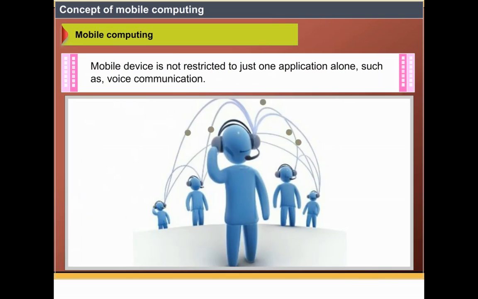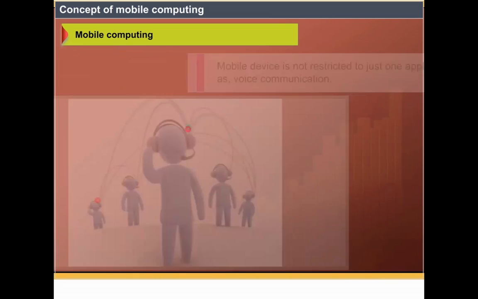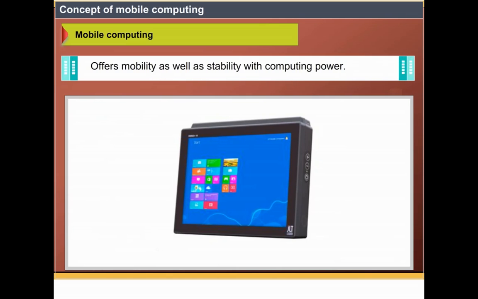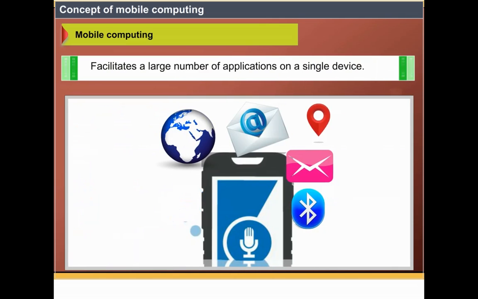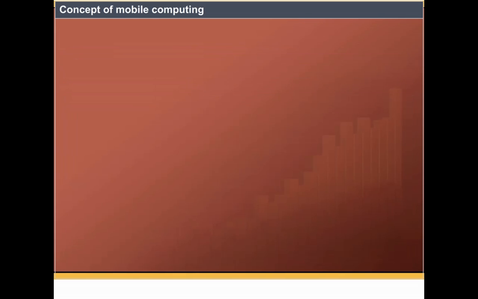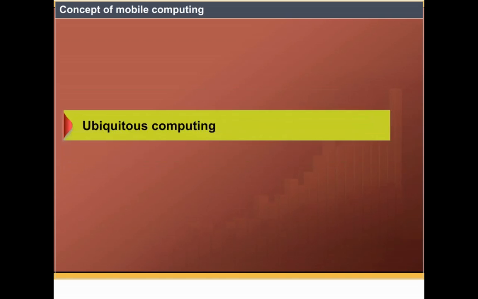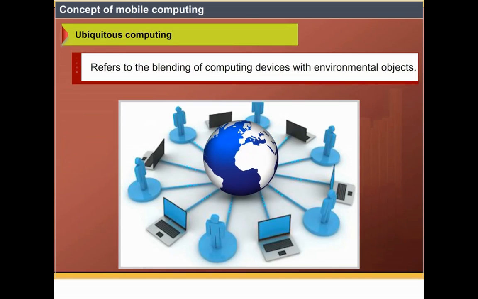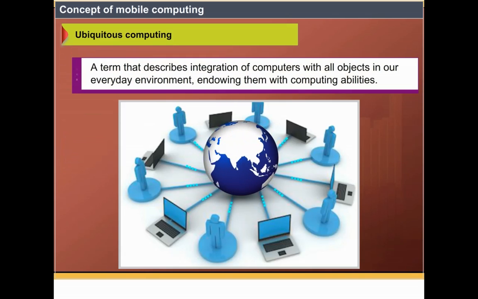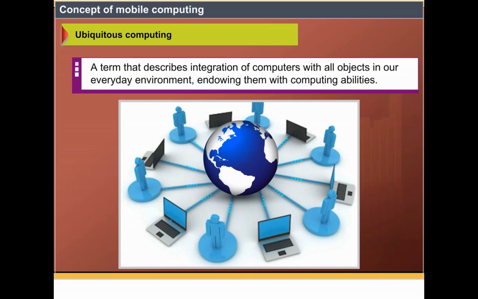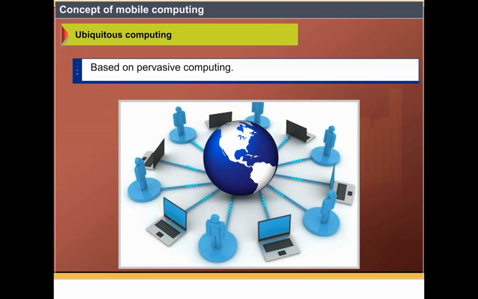Mobile device does not restrict itself to just one application such as voice communication. Offers mobility with computing power. Facilitates a large number of applications on a single device. Ubiquitous computing refers to the blending of computing devices with environmental objects, a term that describes integration of computers into practically all objects in our everyday environment, endowing them with computing abilities, based on pervasive computing.